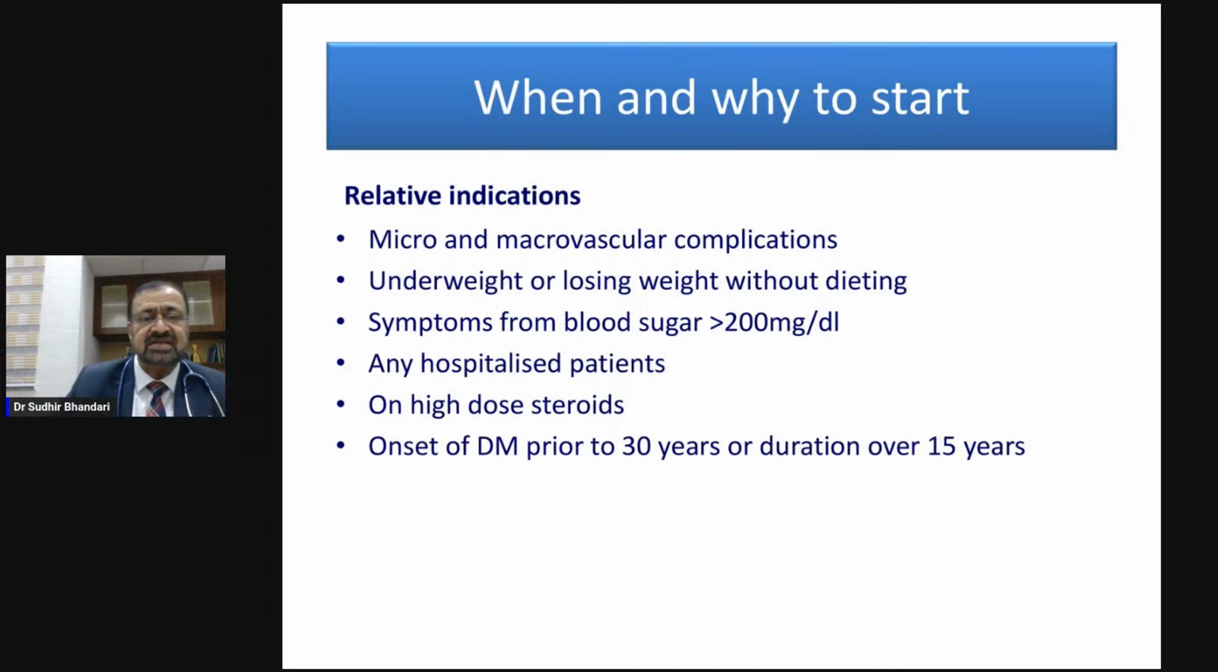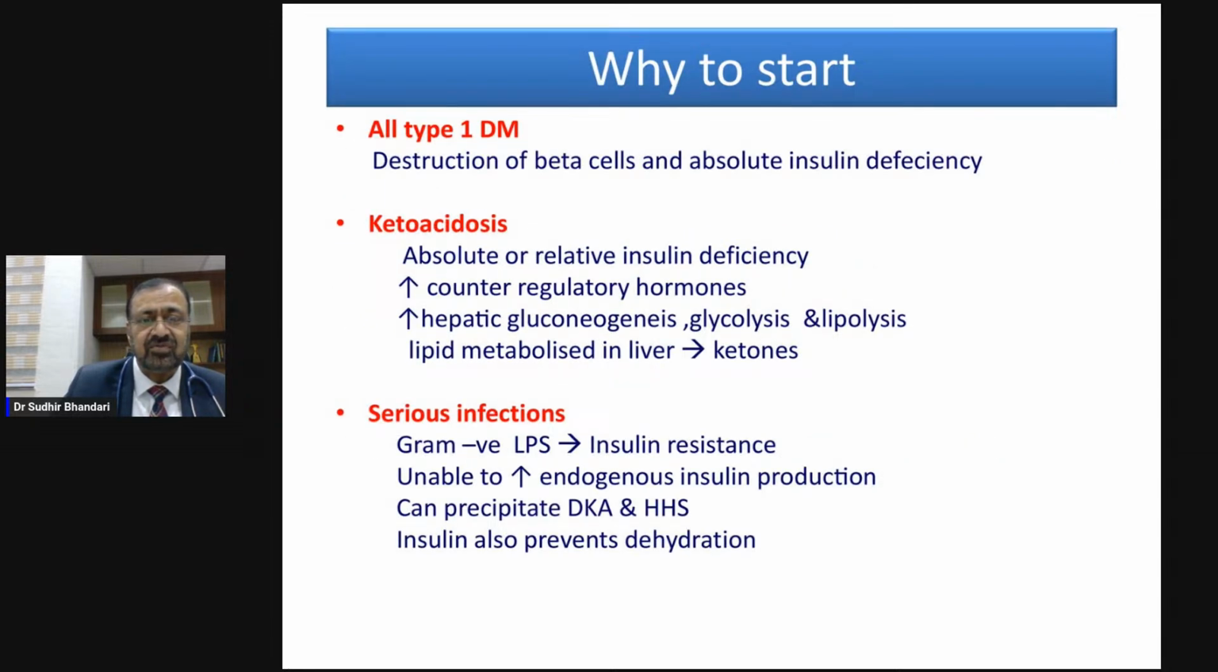The relative indications are micro and macrovascular complications, underweight, losing weight. If the patient is going very thin, we need to think of insulin. Symptoms of blood sugar more than 200 milligram percent, all the symptoms of hyperglycemia, polyuria, polydipsia, loss of weight in spite of having good appetite, all hospitalized ICU patients, any patient who's on high dose of steroids, for example, for autoimmune disease or systemic lupus erythematosus, we need to be very careful. And when duration of diabetes is more than 30 years, we need to be very careful about it.